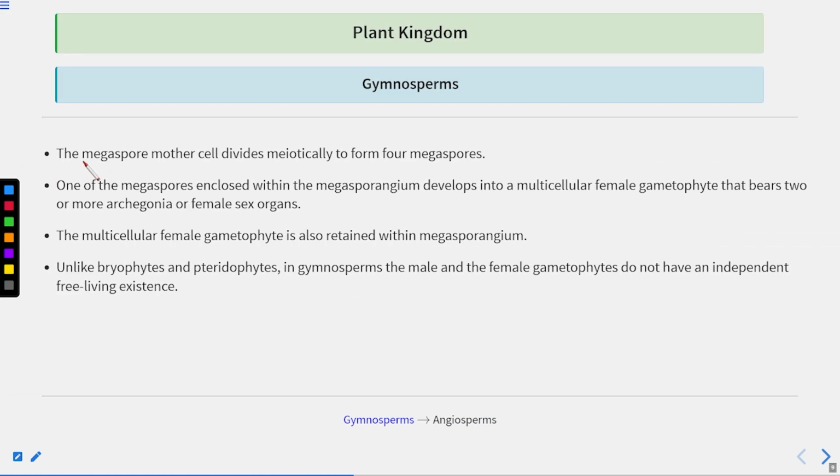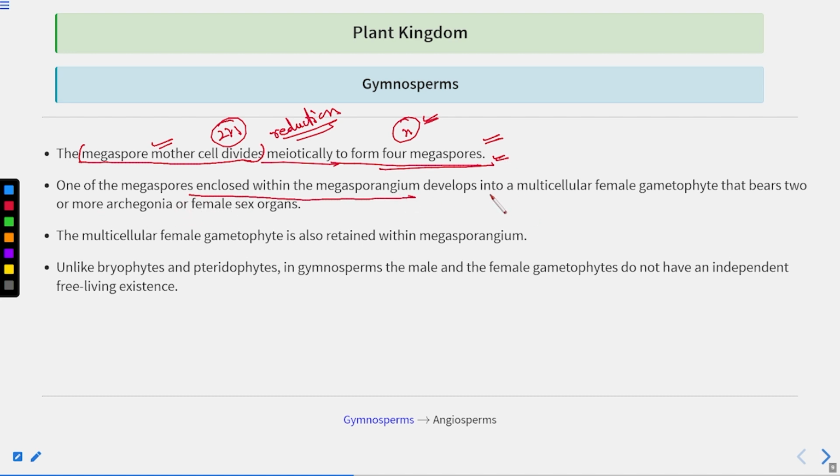Now the megaspore mother cell divides meiotically to form the four megaspores. Okay, so one of the cells that is called the megaspore mother cell undergoes meiotic division. Meiotic division means reduction division in which the diploid cells become haploid. So haploid, that is four megaspores are there. Okay, now one of the megaspores enclosed within the megasporangium develops into a multicellular female gametophyte that bears two or more archegonia or a female sex organ. Okay, so this one of the megaspores forms the female archegonia.